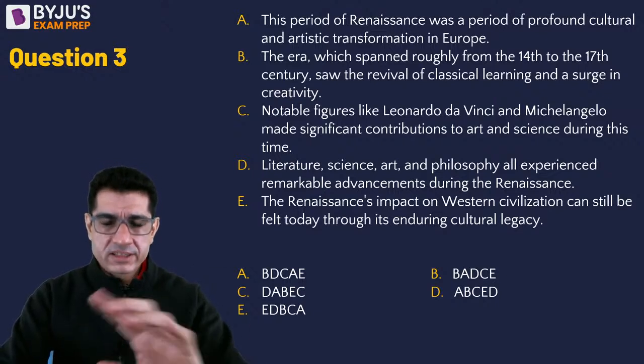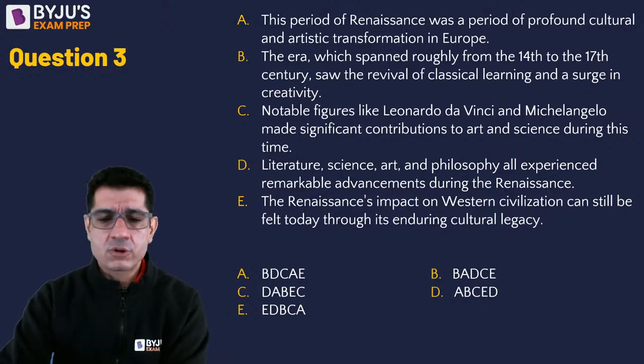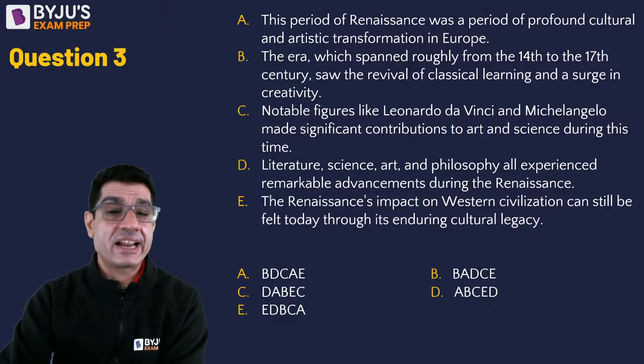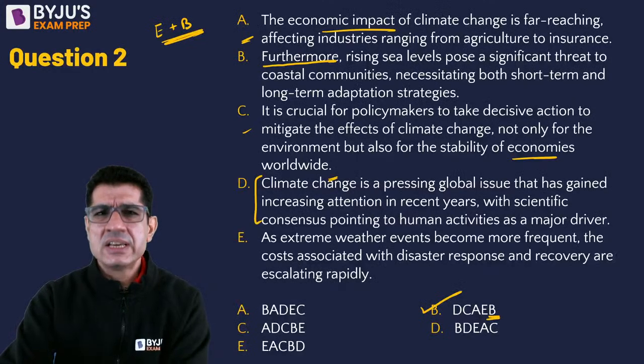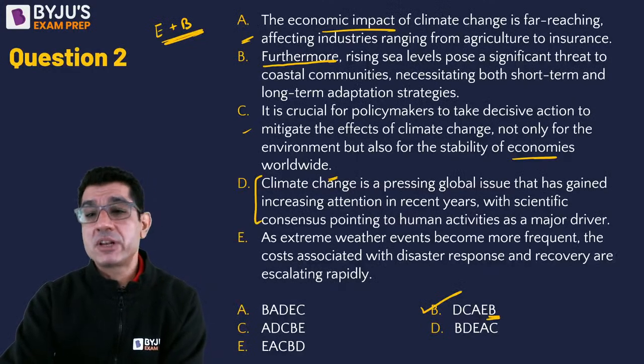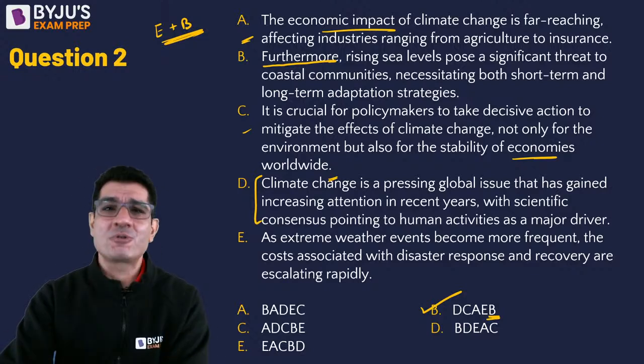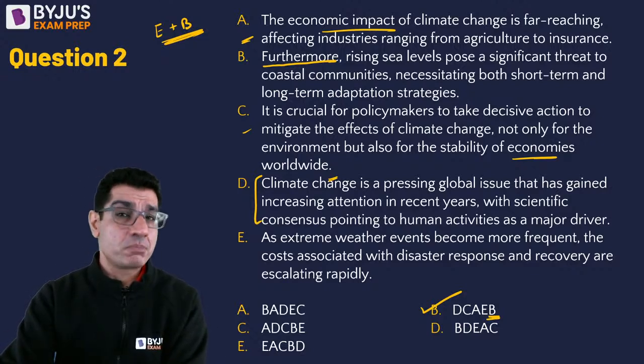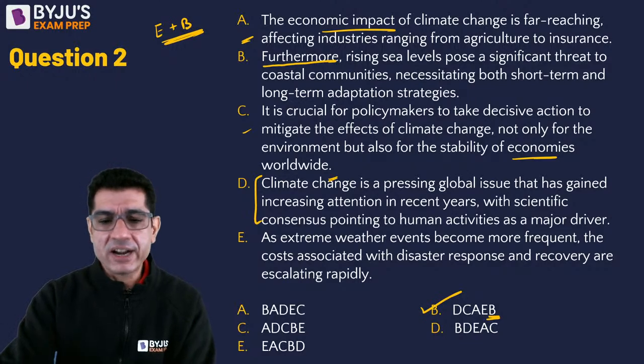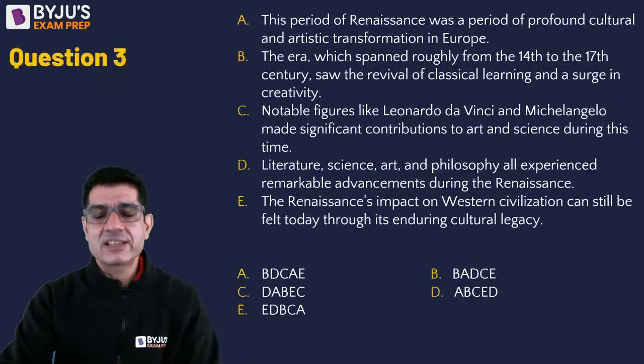Okay, so I think my sound got cut out for a brief while. So I said E and B are connected together because of "furthermore" in the previous question. So that E plus B was available in only one answer choice, and therefore that made my job easy. And I think most of you have also picked up on that, or maybe on some other clues, in order to arrive at option B. So here is the next one.